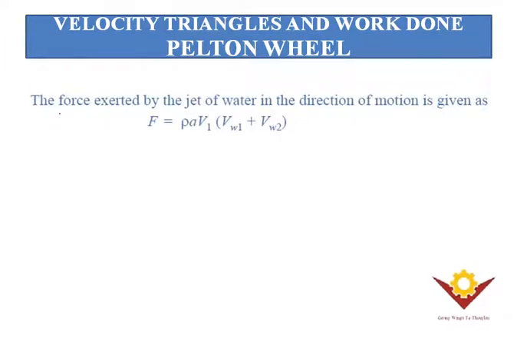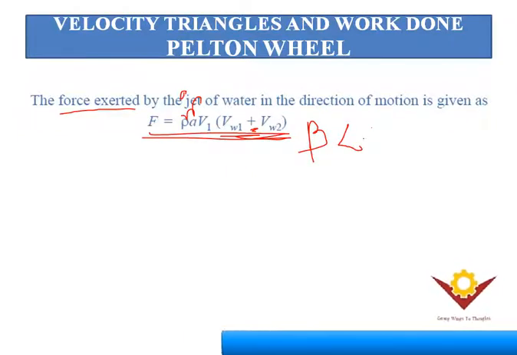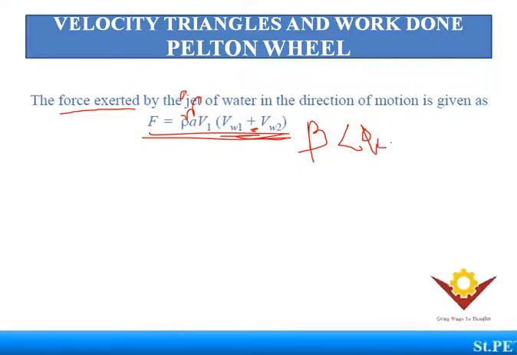Here, the force exerted by all these things we already saw in impact of jets. Force exerted by the jet of water in the direction of motion is given by, this is your force, which is m dot into (VW1 plus VW2), which are the real velocities. And why you're taking it positive here: because your beta value is less than 90 degrees.